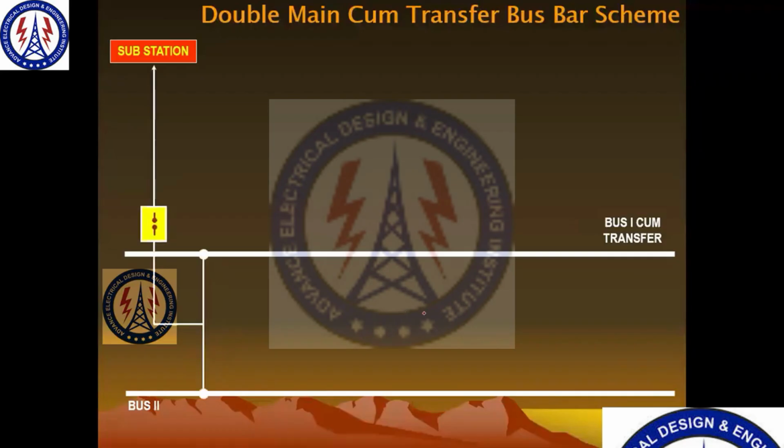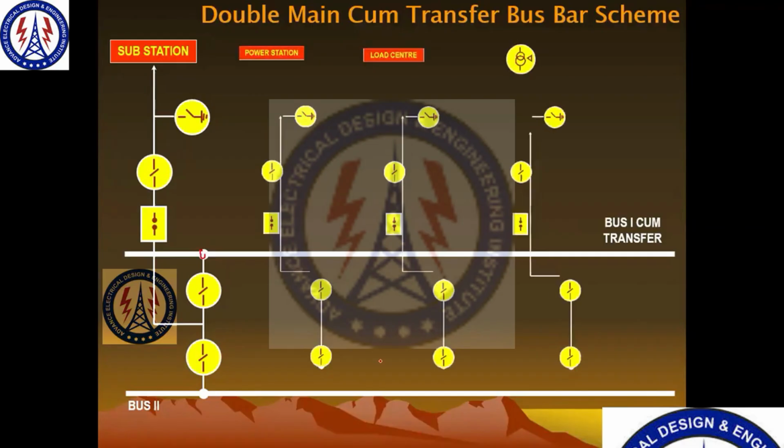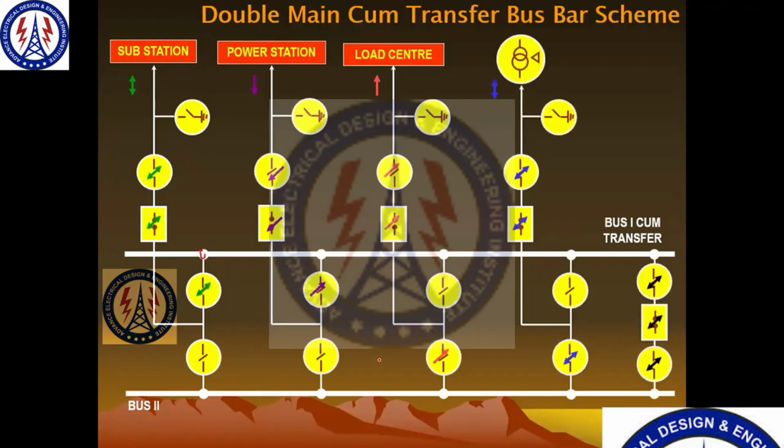So here you can see, this is just like the previous double main bus bar scheme. If you remember, one isolator is connected here, one isolator in the middle. But here the representation is different only. The connection is the same. So you can note this feeder is connected to bus 1, bus 1, bus 2, bus 2.